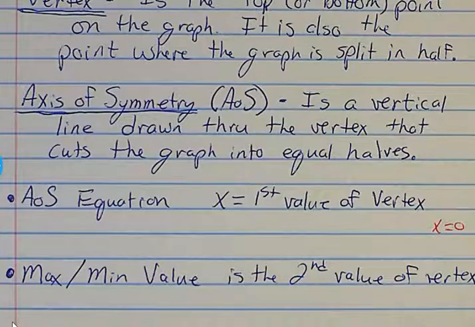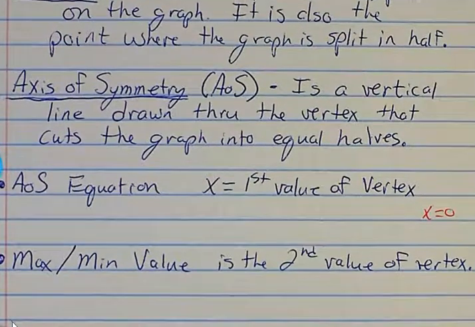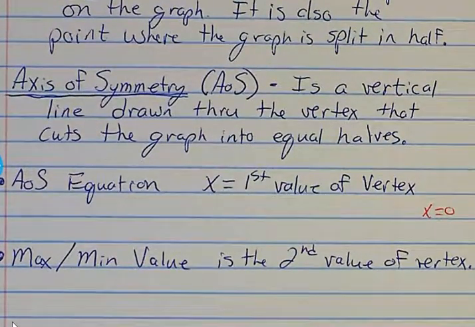Now, again, that would be 0 for this one, but we'll come back and talk about it more in just a second to kind of go through everything here. So the vertex is the important point, but at the same time, it's going to tell you two things. The first value of the vertex, the h value, is going to tell you what the axis of symmetry equation is. The second one is the max or min value. And again, we'll show you what all that means here in just a second.